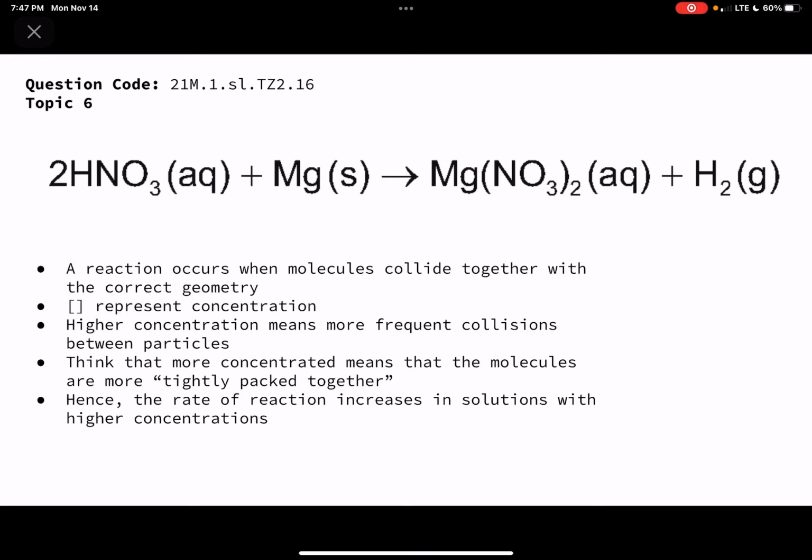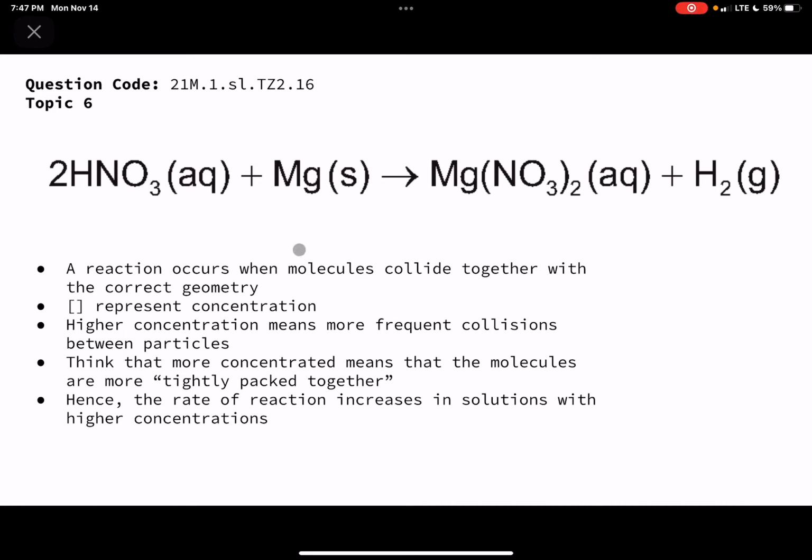So this is a past paper 1 IB chemistry topic 6 question, and this is a question code. The question asks which change causes the greatest increase in the initial rate of reaction between nitric acid and magnesium. This would be nitric acid, this is magnesium, and this is the chemical equation for this chemical reaction that was included in the question.